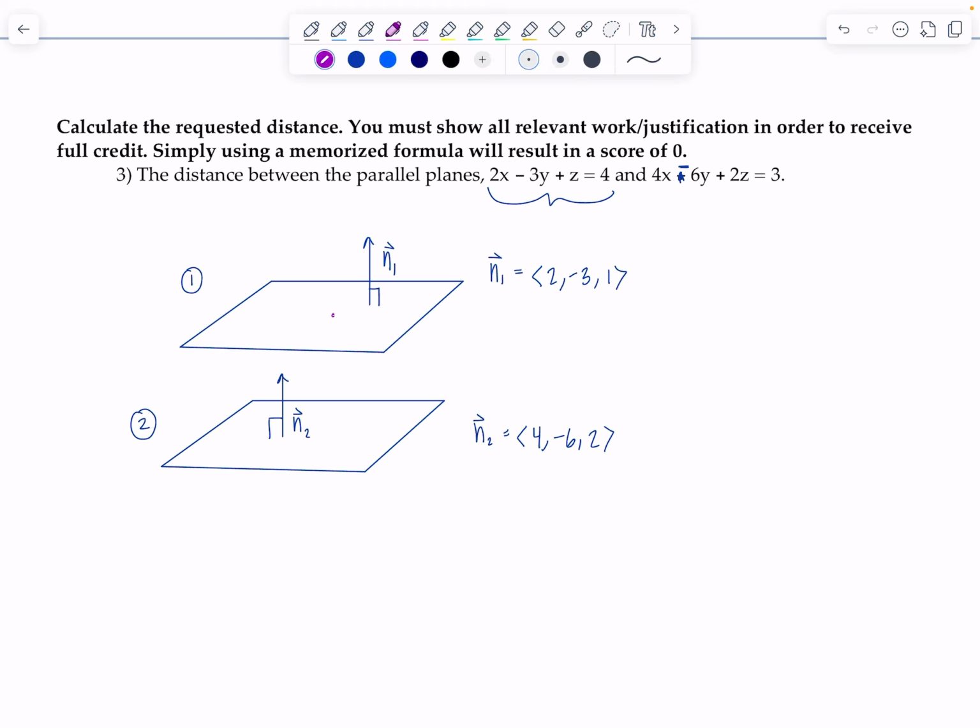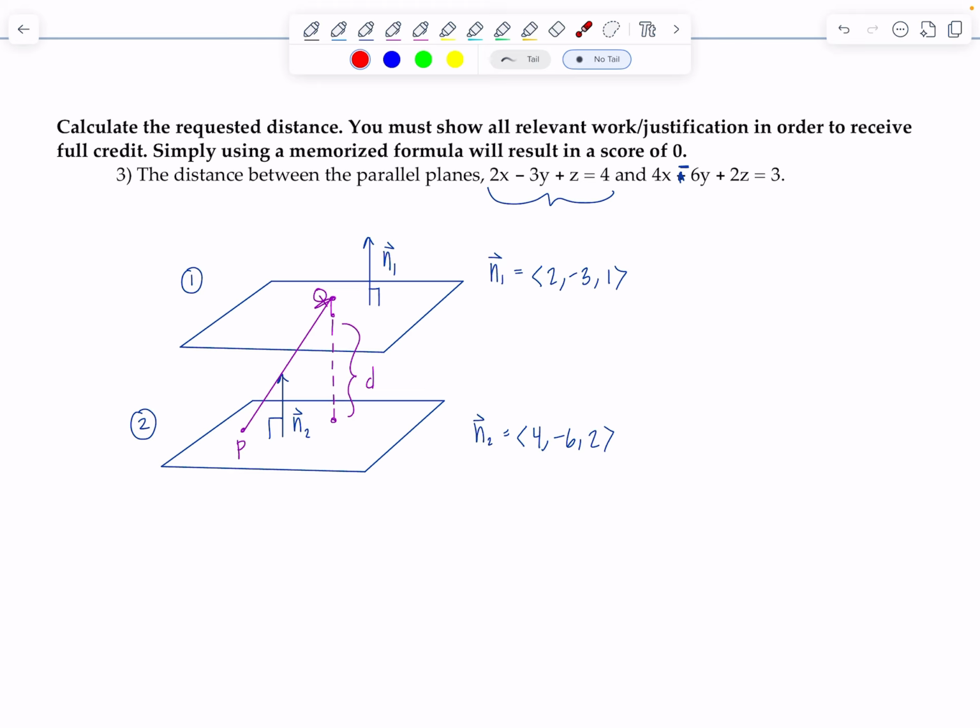Okay, now how do I find the distance between these two planes? And when we say distance, we always mean shortest distance. Okay, so here's the idea. We're going to take a point on this plane. We're going to take another point on this plane. We're going to make a vector. We're going to connect them. Okay, I just connected them willy-nilly.